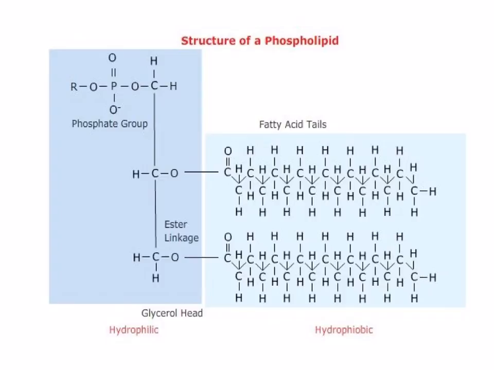And here's the structure of a phospholipid in more detail, which you don't need to know. You can identify the phosphate group at the top there, and then you've got the glycerol in the middle and the fatty acid chains on the right. Notice there are only 2 fatty acid chains. The one fatty acid chain has been replaced by a phosphate group.